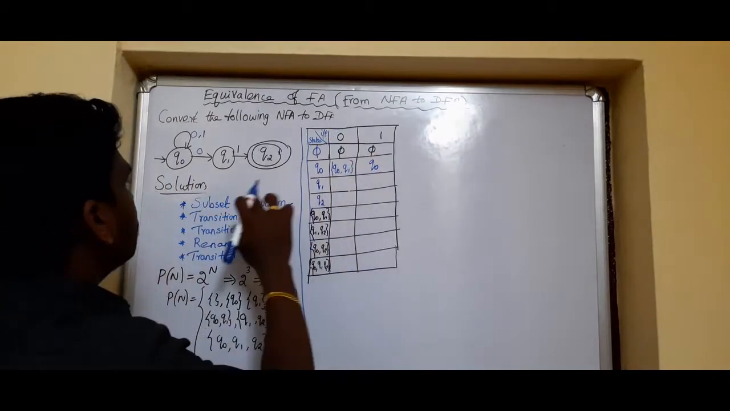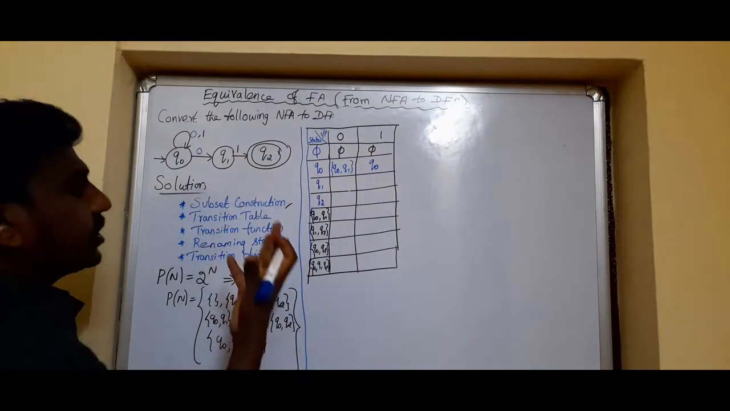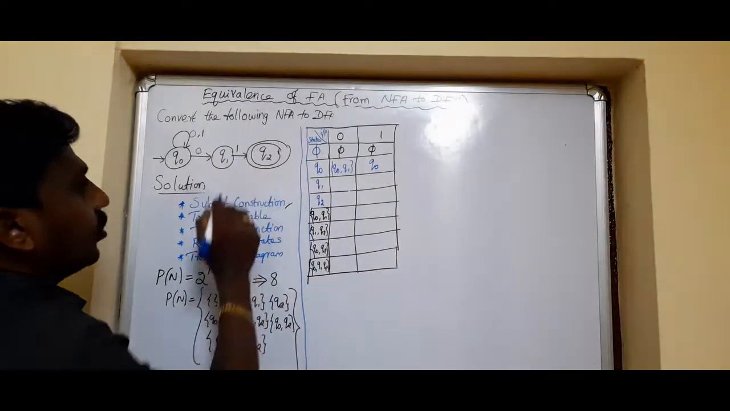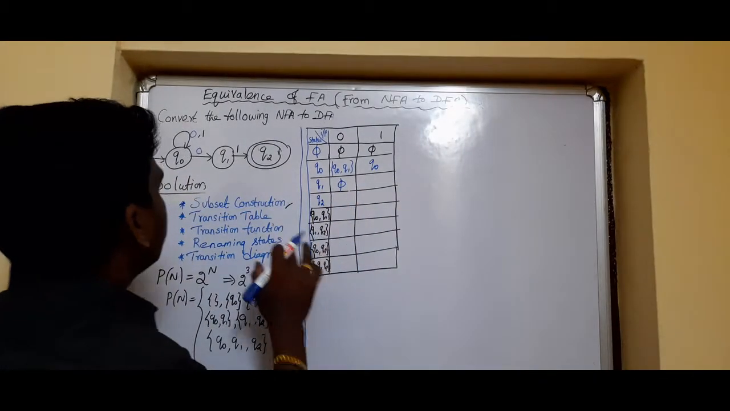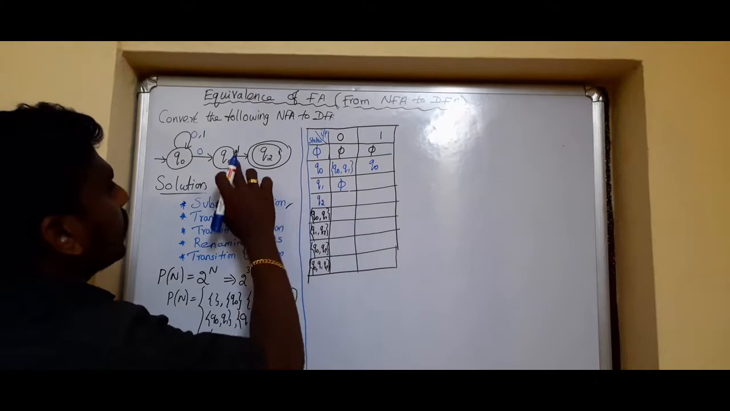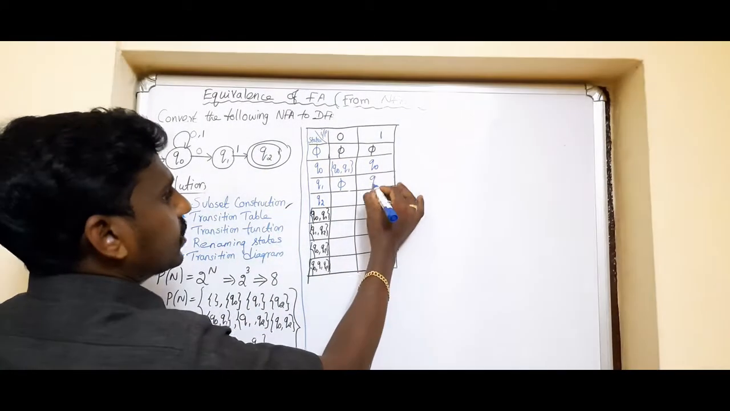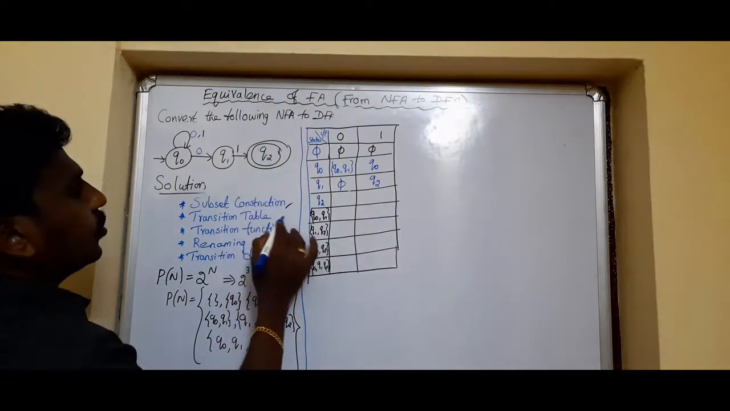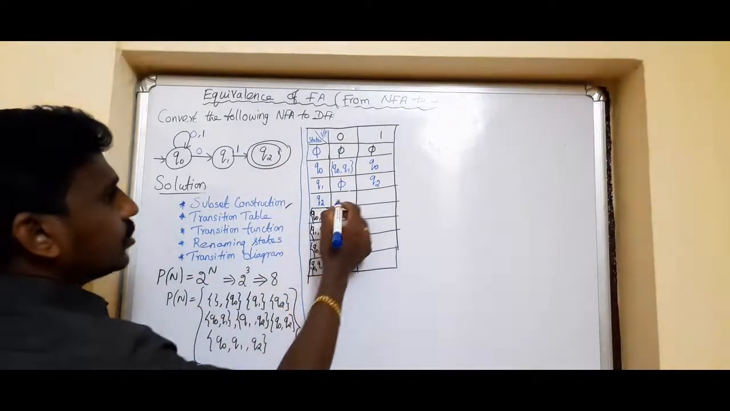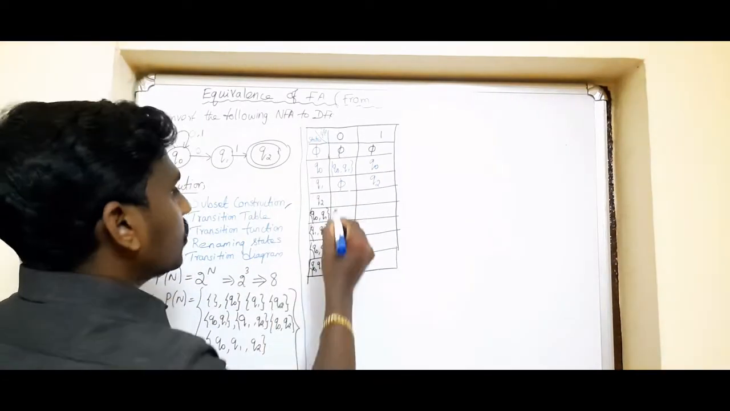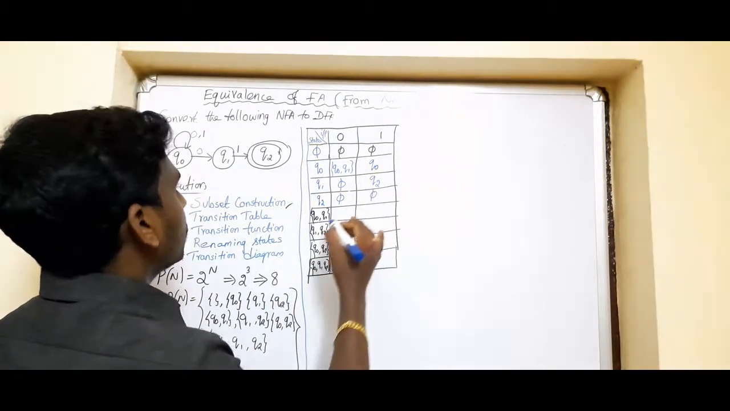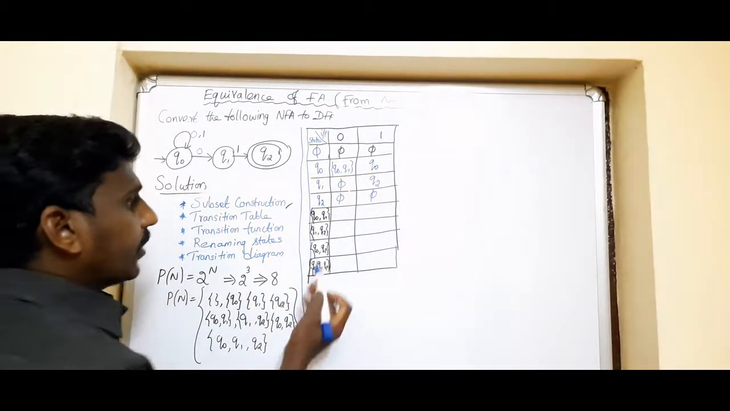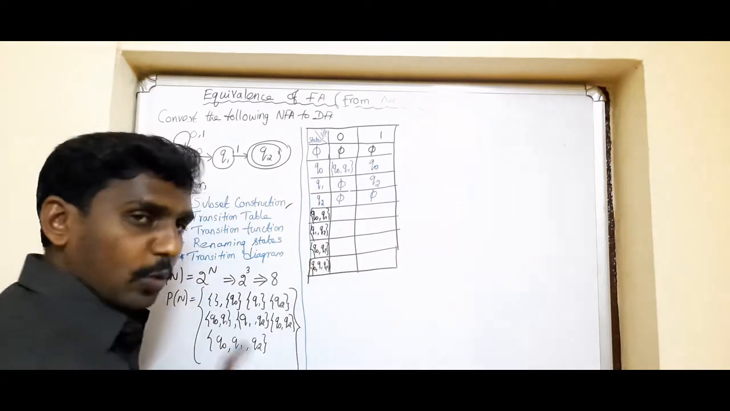Okay, Q1 on 0, there is no Q1 on 0, only Q1 on 1 is there. So it is phi, empty. And Q1 on 1, yes, it goes to Q2. So it is Q2. And Q2 on 0, there is no Q2 on 0. So empty. And Q2 on 1, there is no Q2 on 1. It is also empty.